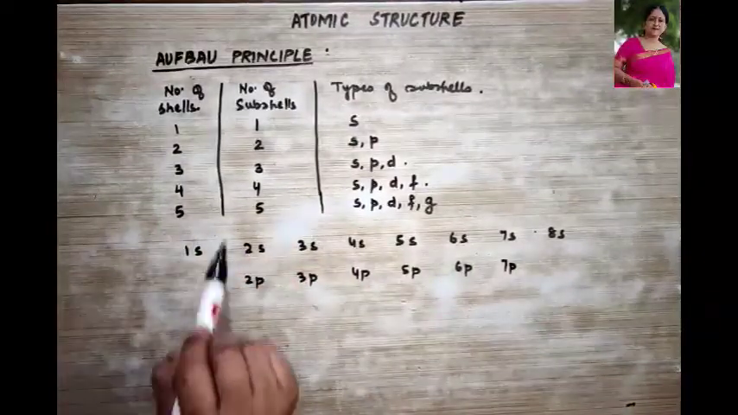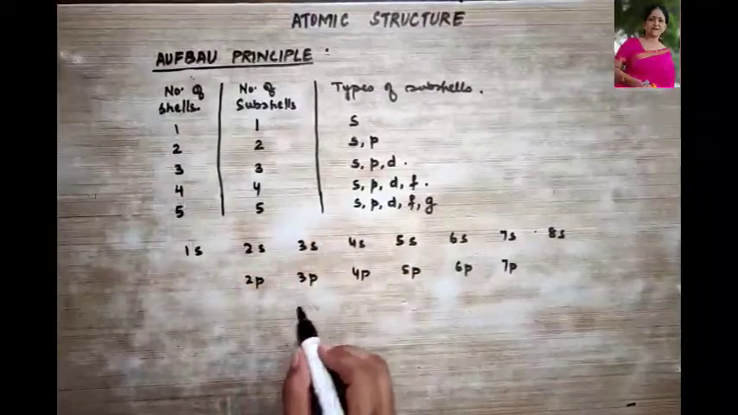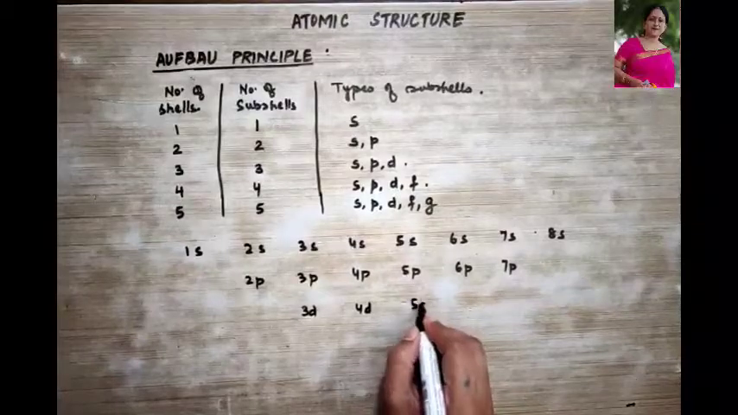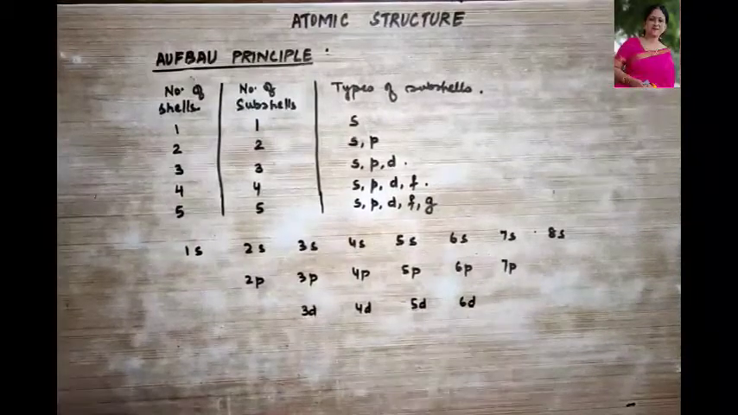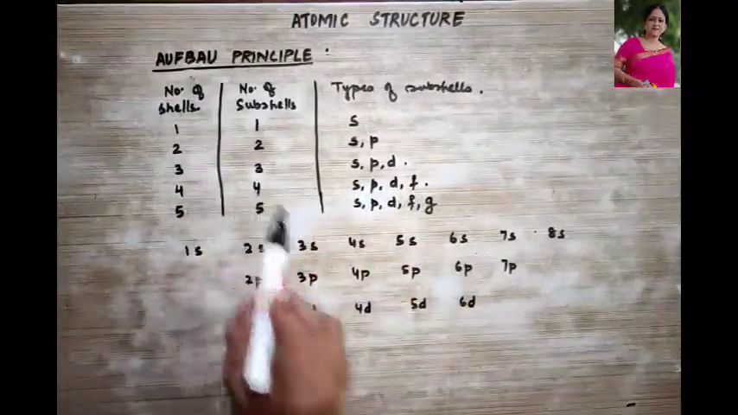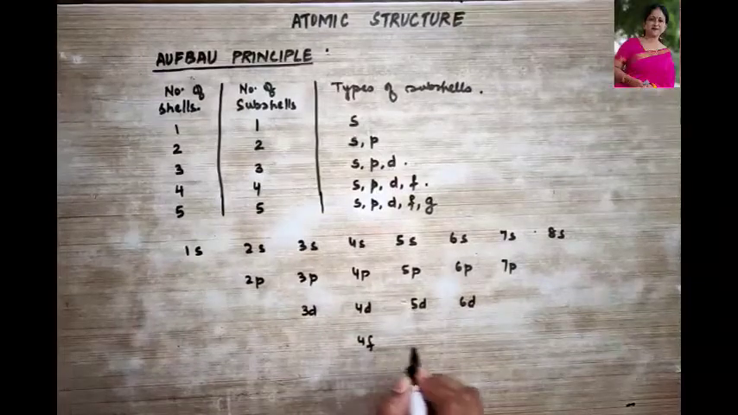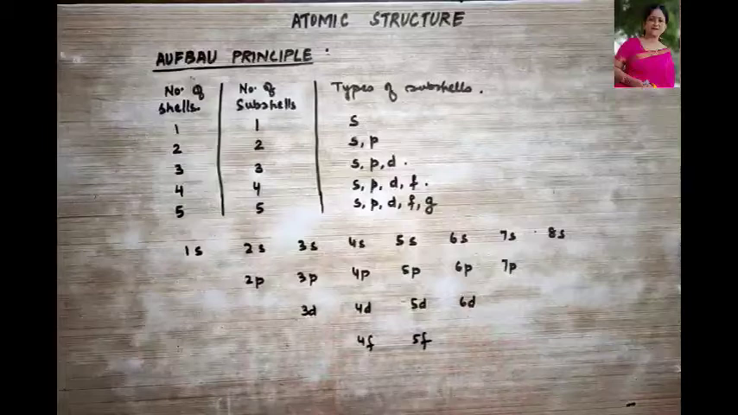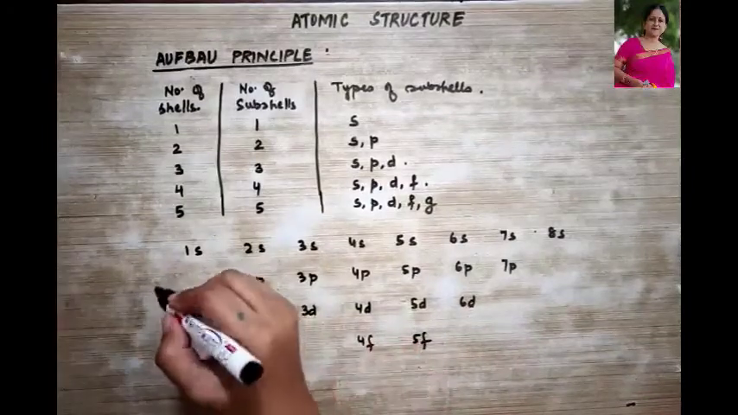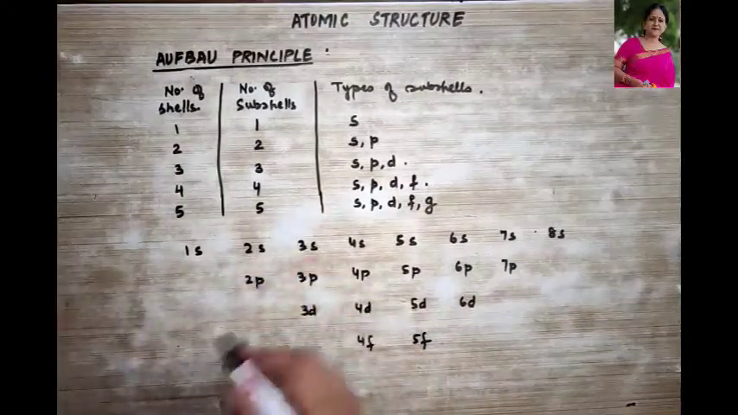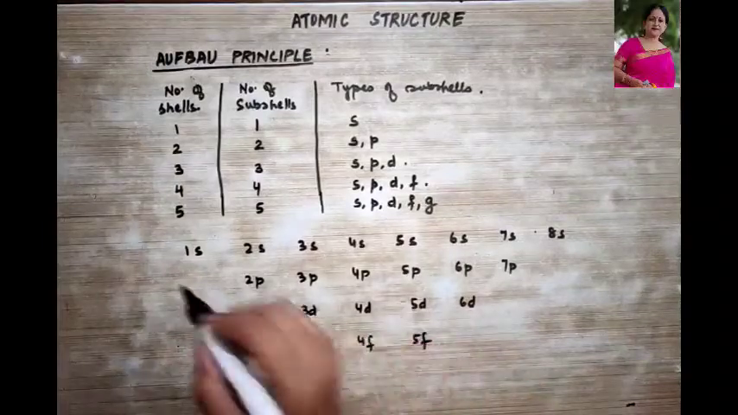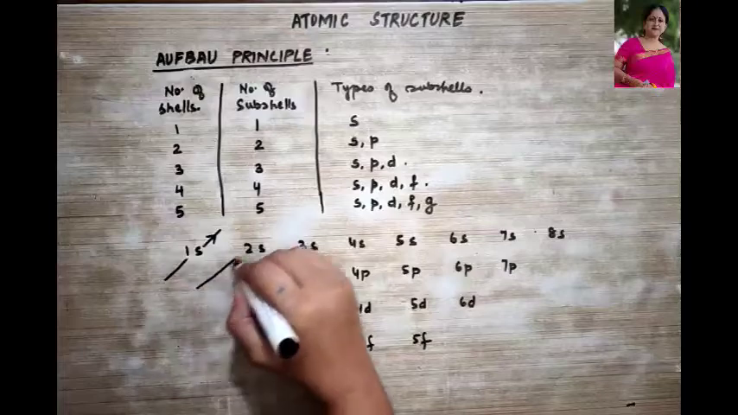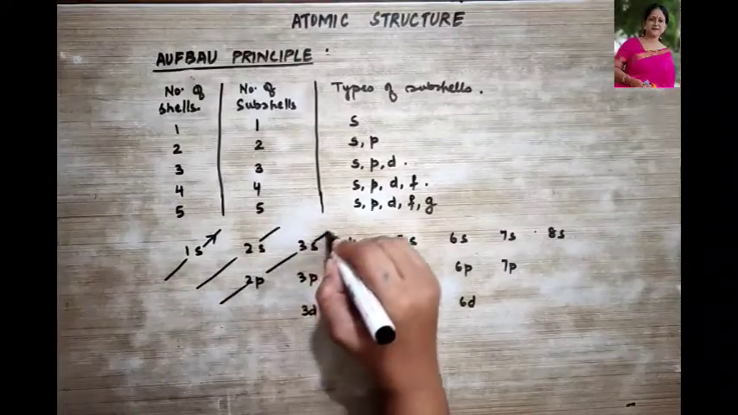Okay. Then D starts from where? 3. So 3d, 4d, 5d, 6d. F starts from where? 4. 4f, 5f. Now since you studied till F, I'm showing it to you only till F. Okay. So now the sequence of filling up the subshells is like this. First I'll make the arrow for you, and then I will show you which one is going to be filled.